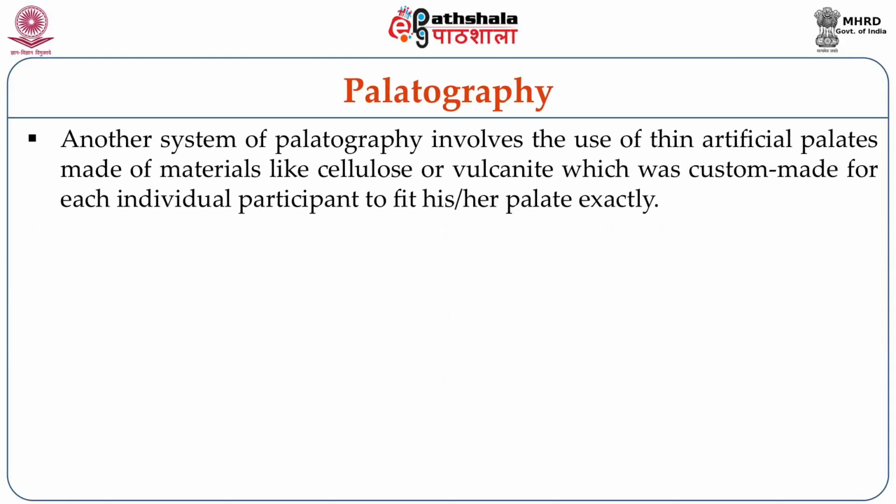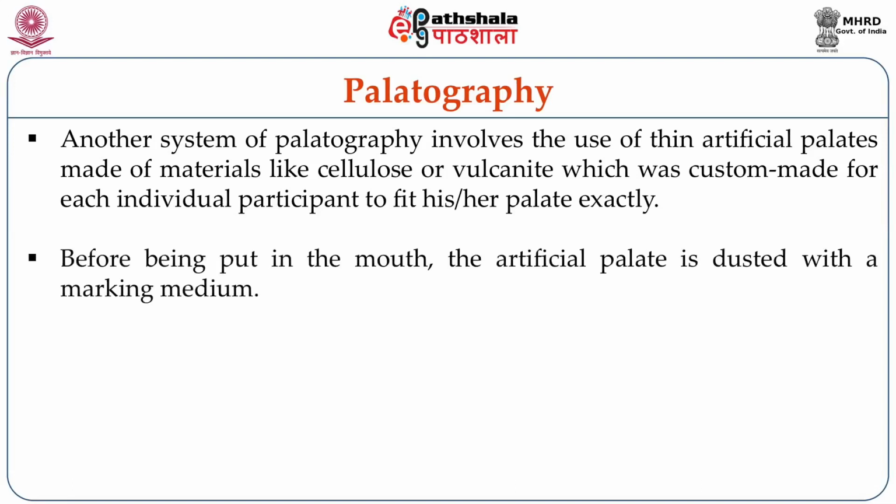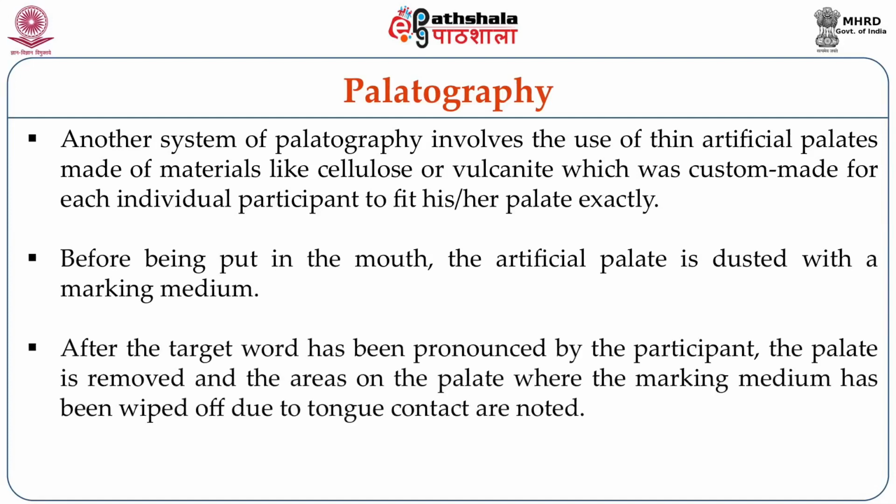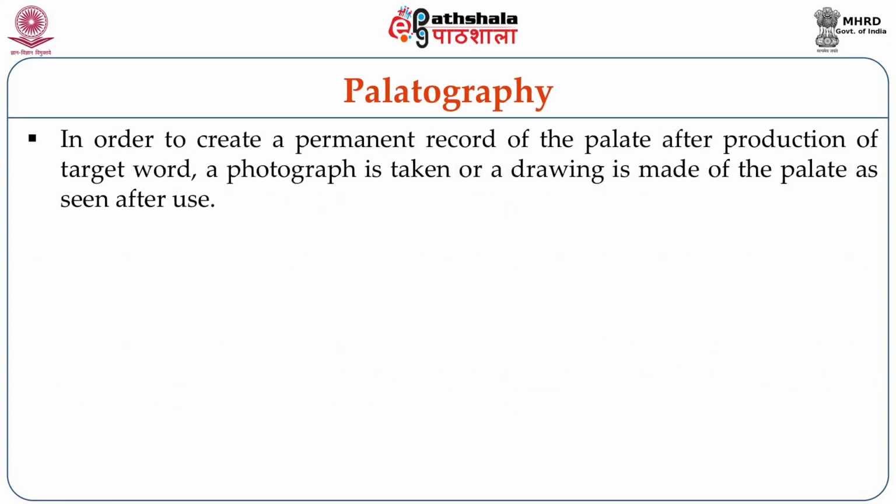Another system of palatography involves the use of thin artificial palates made of materials like cellulose or vulcanite, which was custom made for each individual participant to fit his or her palate exactly. Before being put in the mouth, the artificial palate is dusted with a marking medium. After the target word has been pronounced by the participant, the palate is removed, and the areas on the palate where the marking medium has been wiped off due to tongue contact are noted. In order to create a permanent record of the palate after production of the target word, a photograph is taken or a drawing is made of the palate as seen after use.